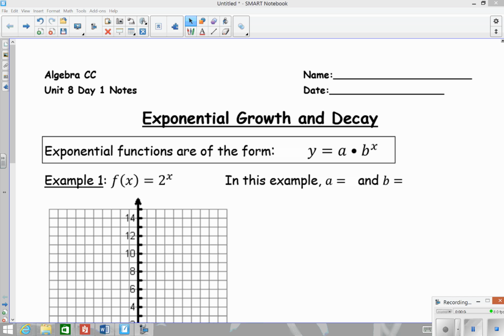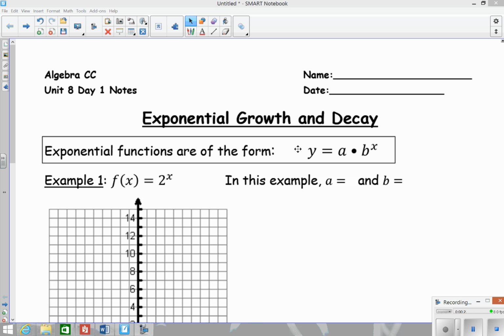Hi guys, in this video we're going to learn about exponential growth and decay. So first thing is an exponential function. It's a new type of function we're going to talk about, and what makes an exponential function is the fact that your x is an exponent this time, which is why it's called exponential.